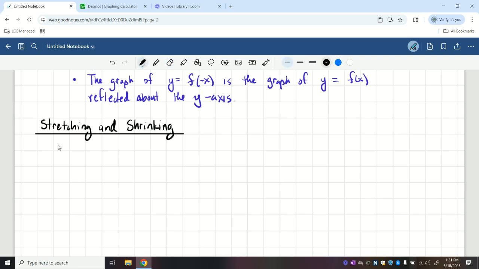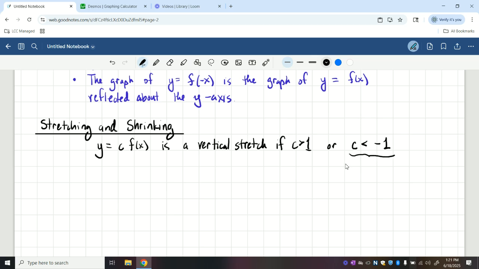That's better. Okay, y equals c times f of x is a vertical stretch if c is bigger than 1 or c is less than negative 1. So if c is less than negative 1, it's going to also reflect. So it's going to stretch and reflect about the x-axis.